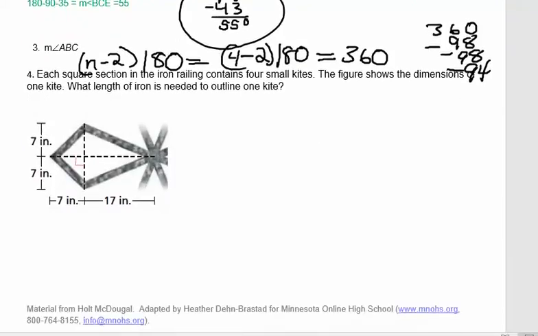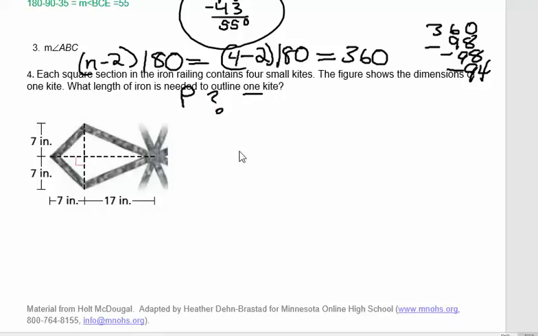Okay, number 4 is kind of a fun one. It says that each square section in the iron railing contains 4 small kites. The figure shows the dimensions of one kite. What is the length of iron needed to outline one kite? So we just really need to know what is the perimeter of this figure.